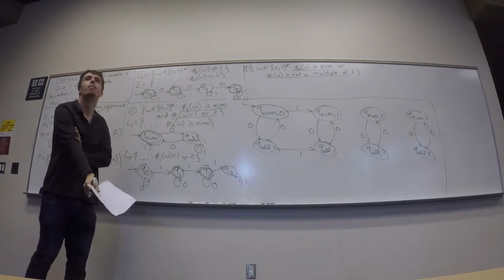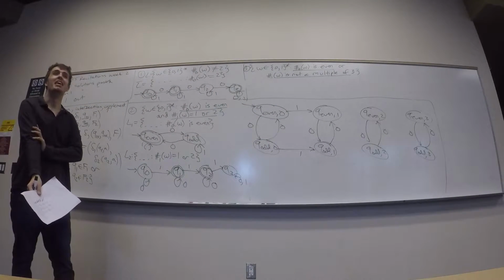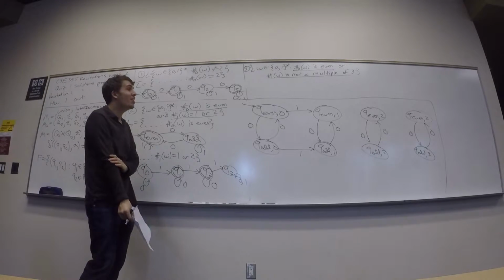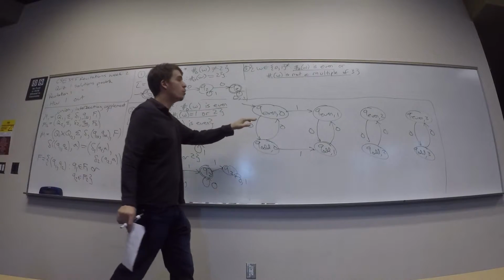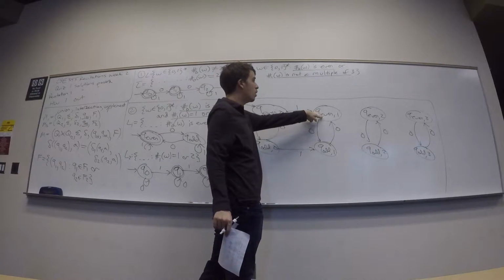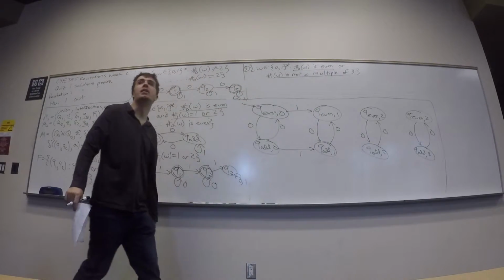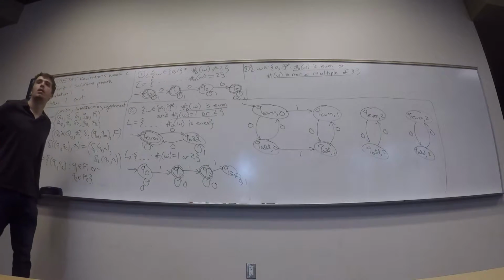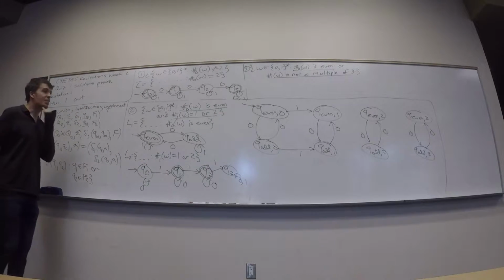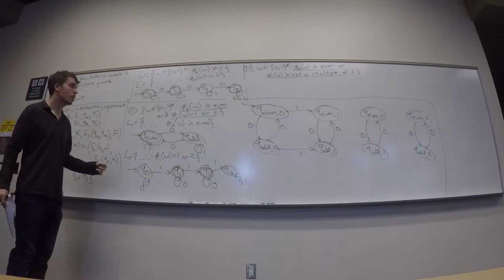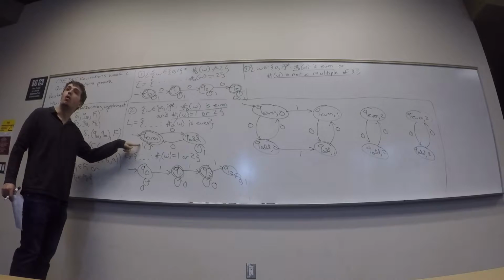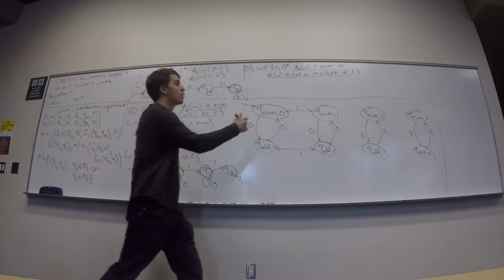Am I done? Not even close. I forgot the 1 transitions. So let's figure out where the 1 transitions are going to go. Where's Q even 1 going to go on input 1? Well, it's going to go to 2 because 1 goes to 2 on input 1, but it stays in the same row. All right, so it goes to even 2.